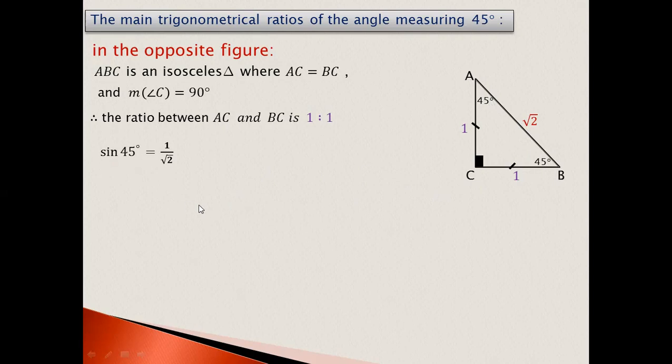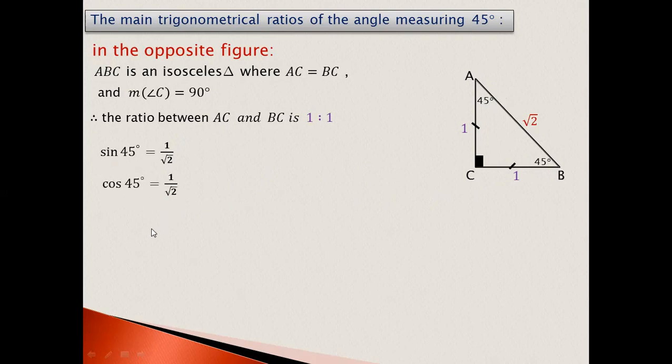Sine 45. We know that sine of any angle equals the ratio between the opposite side of this angle and the hypotenuse. And the opposite side of the angle 45 is 1, and the hypotenuse is root 2, so it's going to be 1 over root 2.